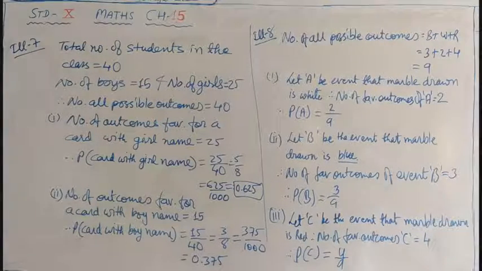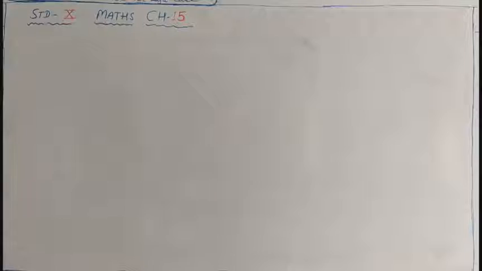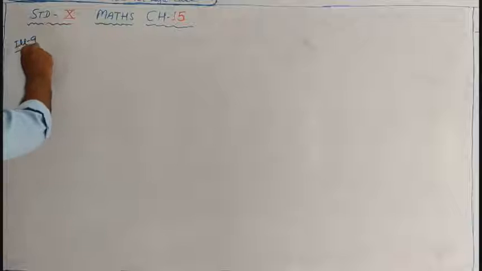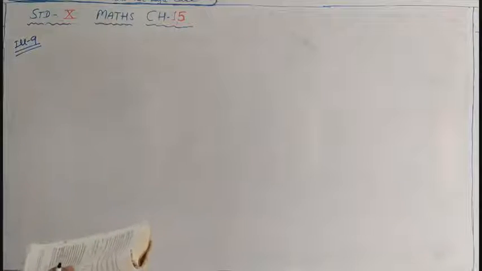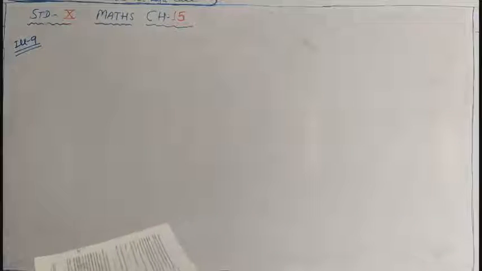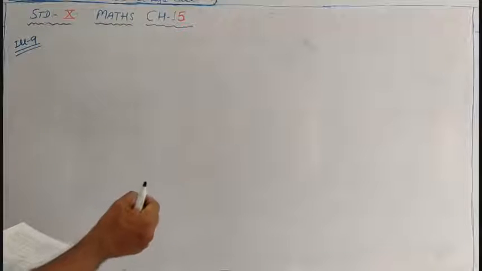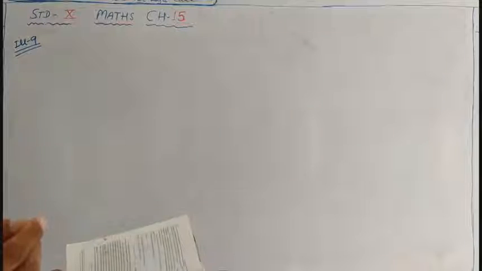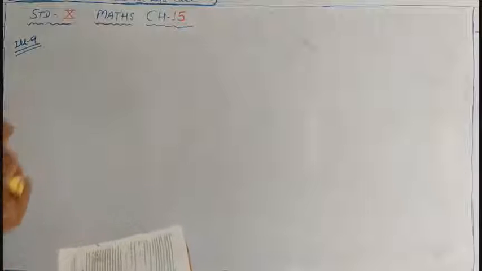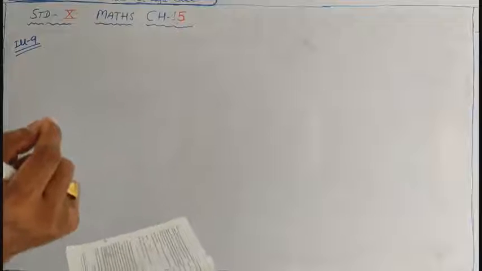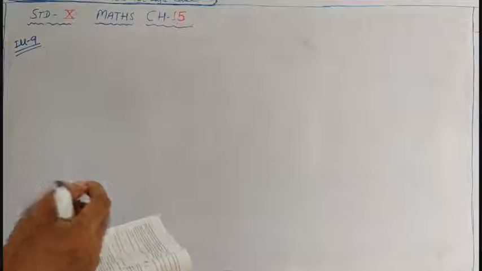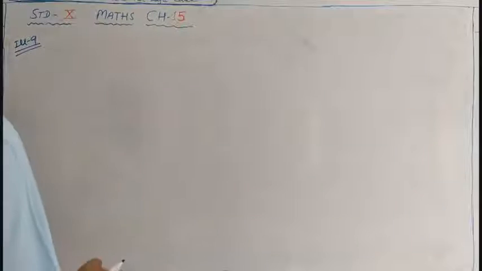Same way, illustration 9. Now in this question, Harpreet tosses 2 different coins simultaneously. Now the question is, what is the probability that she gets at least one head, that is one head or more than that, but not without head, when the 2 coins are tossed simultaneously.